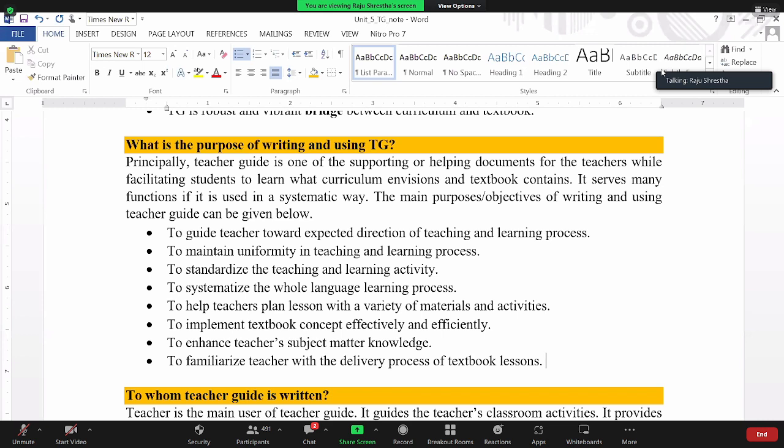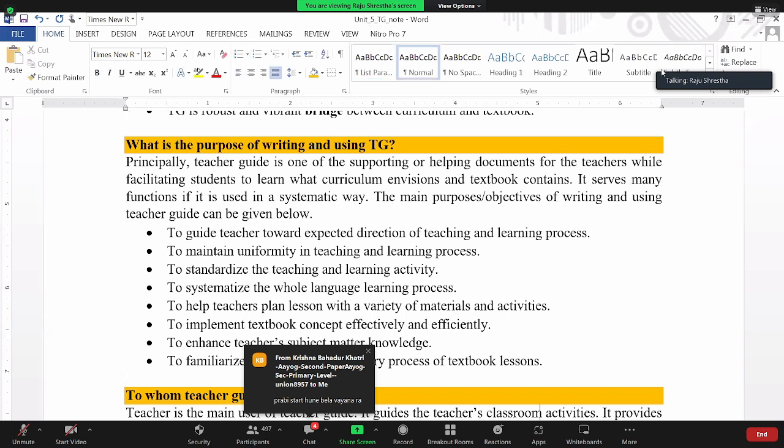Systematize the overall language learning process. Standardize teaching and learning activity. Maintain uniformity and consistency in teaching and learning. So guide teachers towards a particular direction, expected direction. कता जानु भनेको त्यतातिर जानु पर्यो के. So this kind of expected direction TG shows, then the teacher gets the support to reach the destination. गन्तव्यमा पुग्नको लागि पनि TG ले support गर्छ.